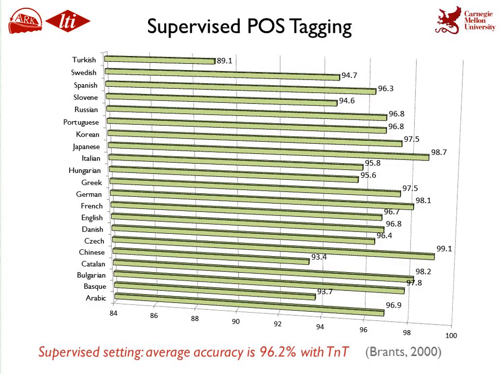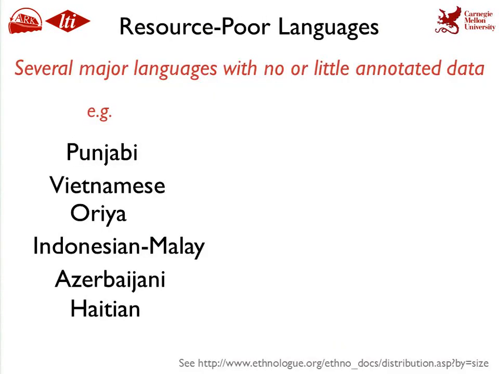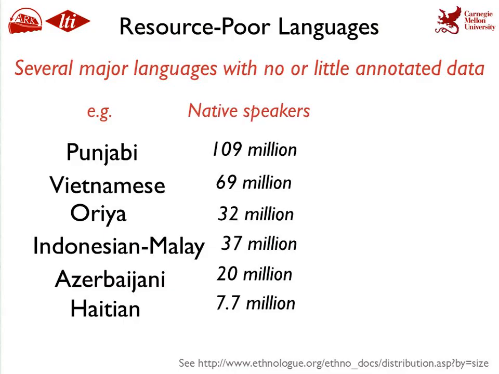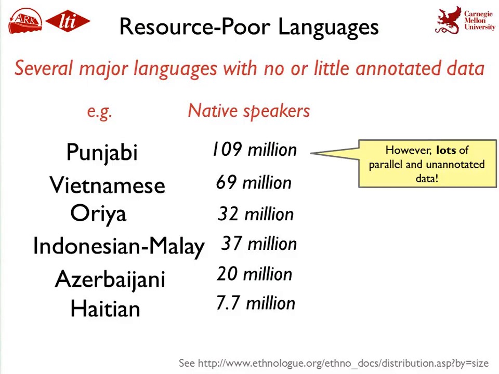For 20 odd languages for which we have collected annotated tree banks, we have trained supervised part of speech taggers, and their accuracies are pretty good, ranging in the mid-90s. However, there are lots of languages like the ones on the screen which are pretty major languages with little or no annotated data. Each of these has several million speakers. However, even though there is little or no annotated data for these languages, there are resources composed of parallel data with resource-rich languages like English.